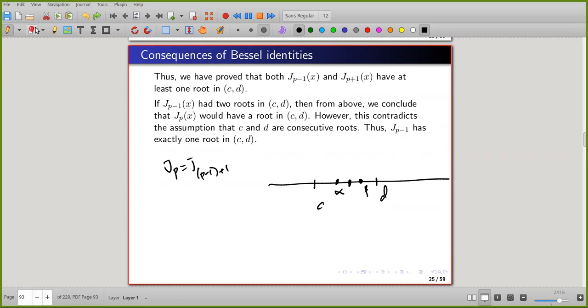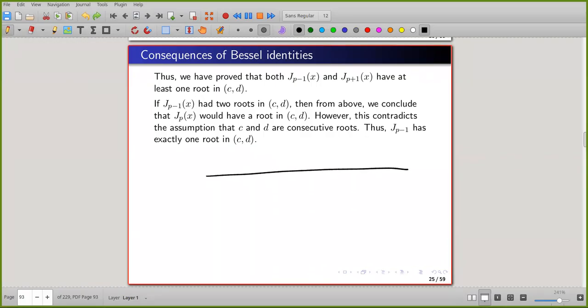Right. So let me just repeat this argument. I think I did not say this correctly. We are taking two successive roots of Jp, this c and d. These are roots of Jp(x), right? And we saw that Jp minus 1 has at least one root. So let's say this root is alpha over here between c and d. And let's say now it has two roots, alpha and beta.